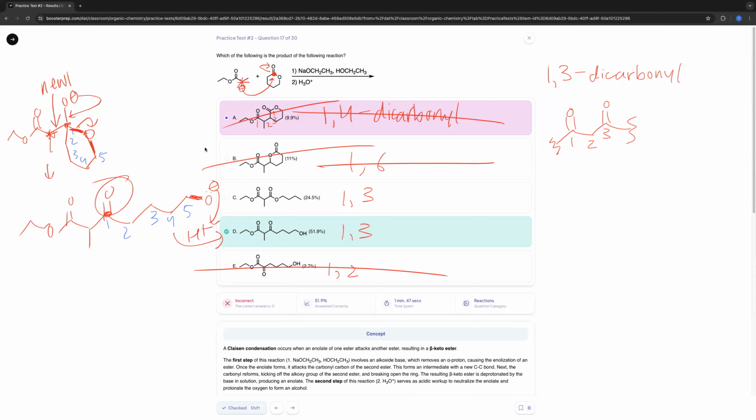And then there's one more. You went over the self condensation, and next there's the intramolecular, the Dieckmann condensation. Okay, I'll stop sharing. Okay, thank you.